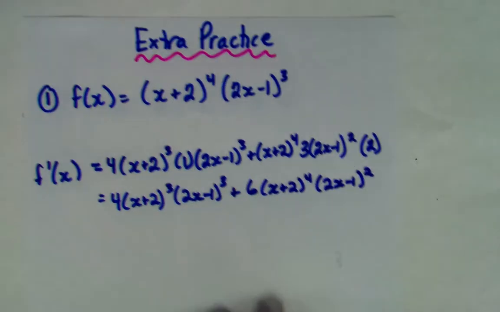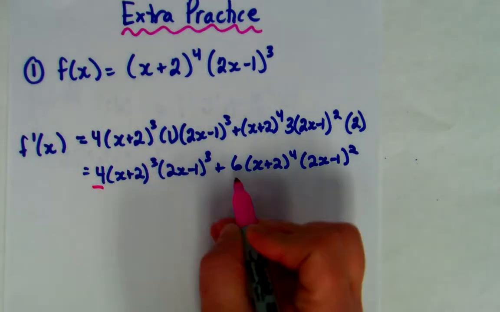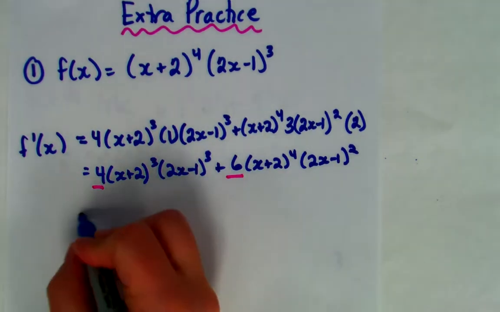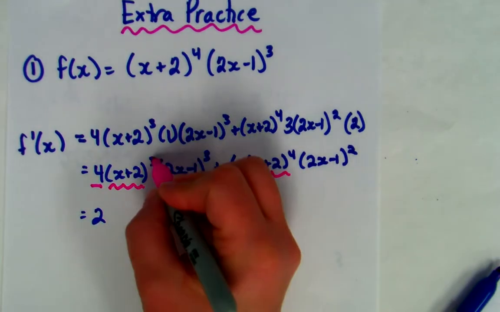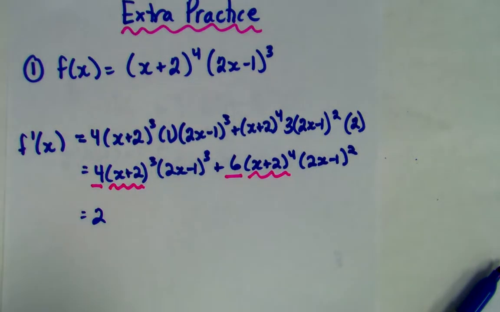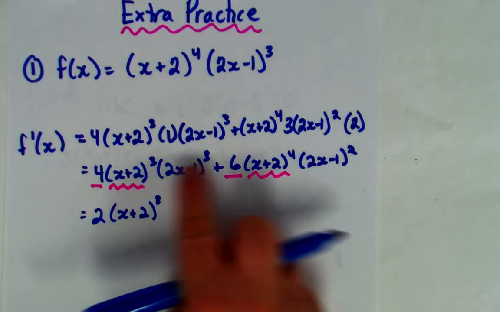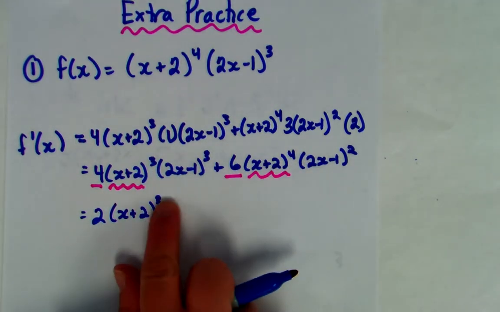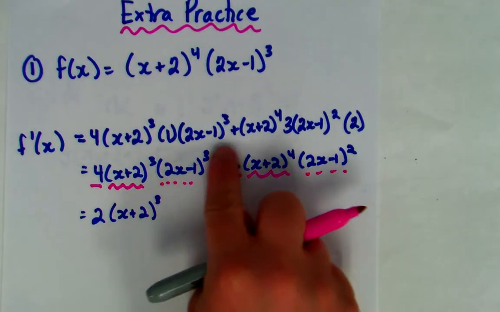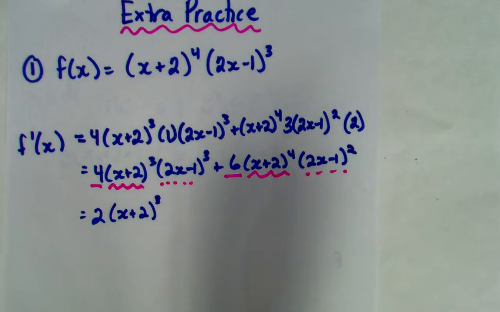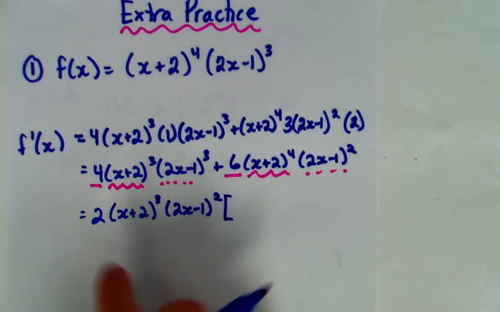And now here is where we're going to be able to simplify this a little bit. We're going to common factor. If I look at my 4 and my 6, 2 is a common factor. If I look at x plus 2, I have 3 of them in this piece, 4 of them in that piece. So that means 3 of them are common. They both have, and when I say both, I mean these two terms, at least (x + 2) cubed. Then I'm going to do the same thing by looking at the second bracket. I have (2x - 1) cubed and (2x - 1) squared. So both terms have at least (2x - 1) squared. So that's my common factor.